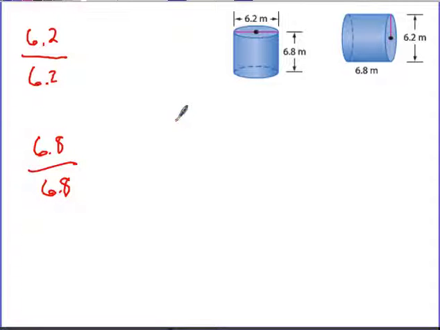So are these congruent, similar, or neither? Congruent. What's the scale factor of congruent solids? 1 to 1. Okay, the scale factor is 1 to 1.